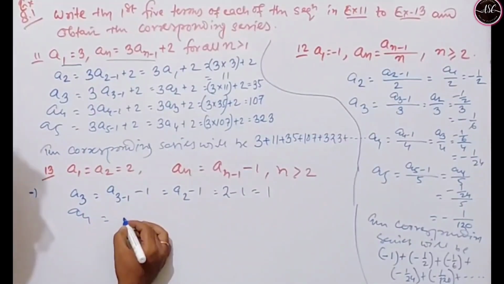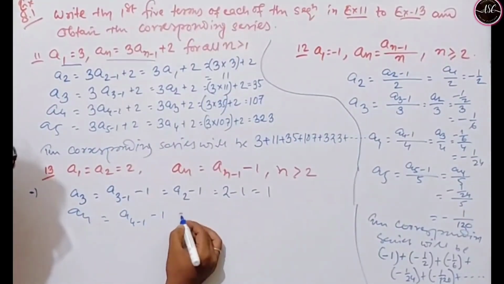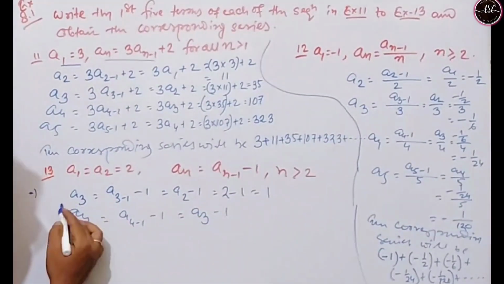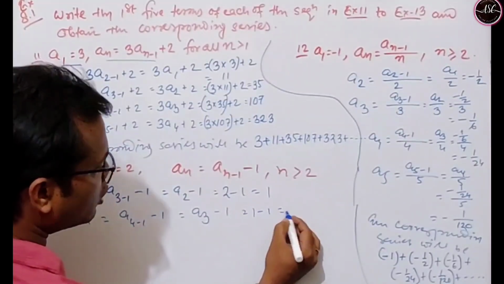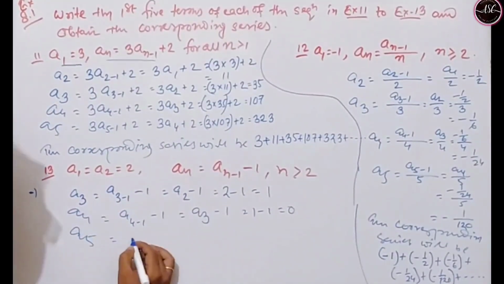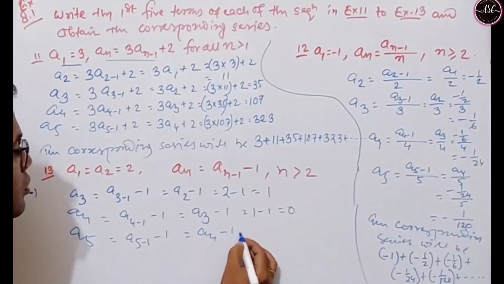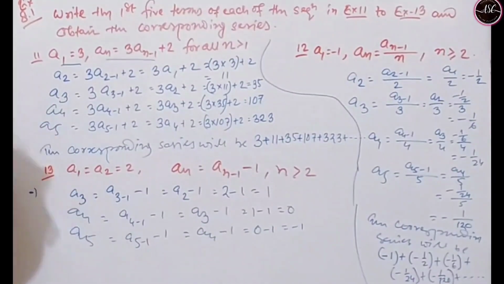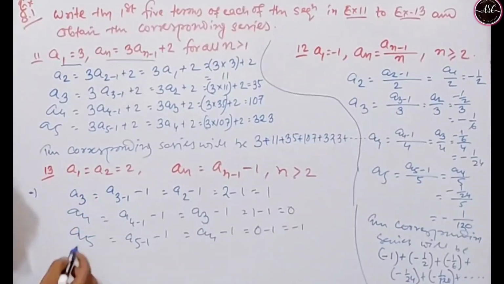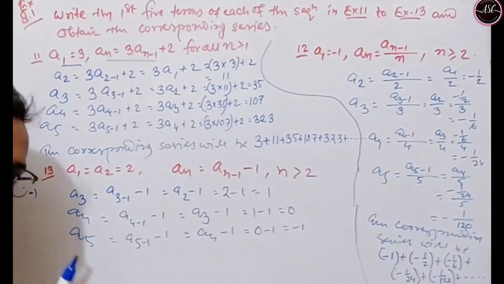A4 equal to A(4-1) minus 1, that means A3 minus 1. Here A3 equal to 1, so 1 minus 1 equal to 0. And A5 equal to A(5-1) minus 1, so A4 minus 1, that means 0 minus 1 equal to minus 1. So we have found up to 5 terms.